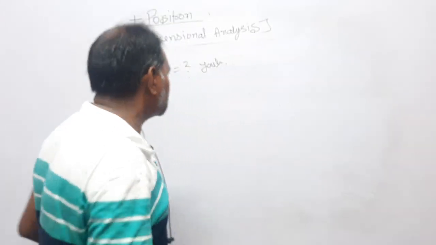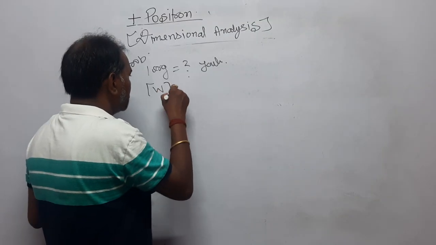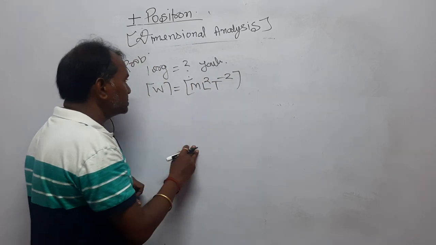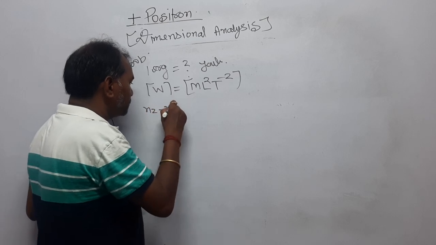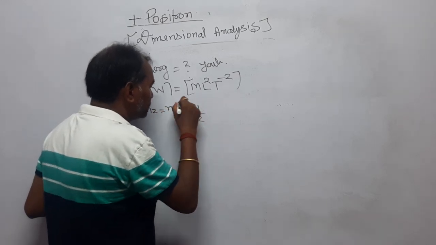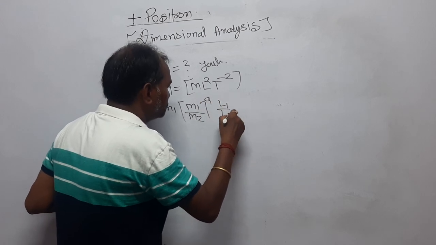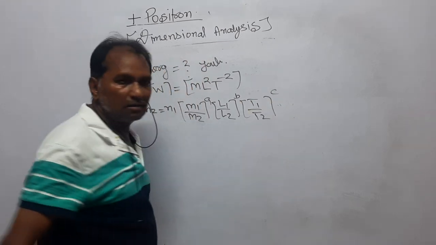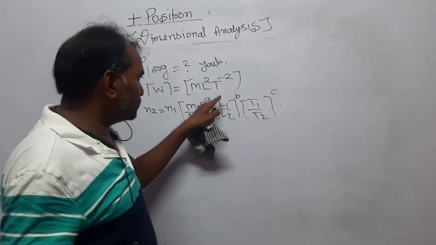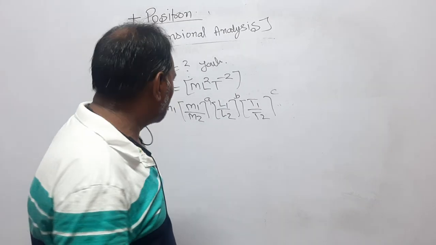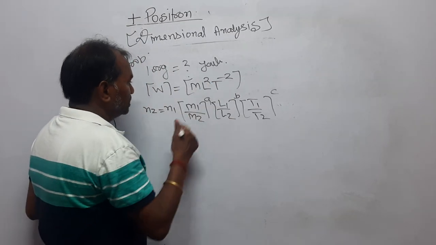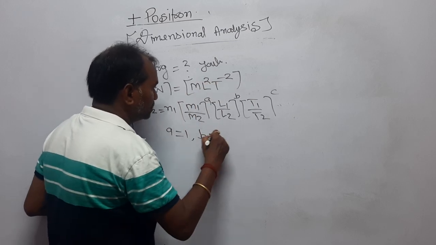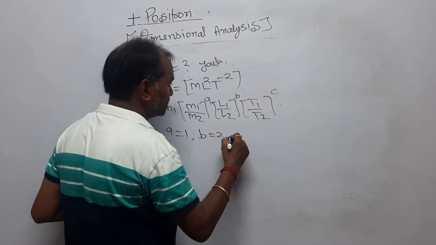That is work. So first write down the dimension of work, that is W is equal to M L square T minus 2. Again I am repeating my same formula: n2 is equal to n1 (M1 upon M2) to the power a, (L1 upon L2) to the power b, (T1 upon T2) to the power c. If you compare with this, then a is equal to 1, since M has the dimension 1, b is equal to 2, since L has the dimension 2, and time has the dimension minus 2, so c is equal to minus 2.